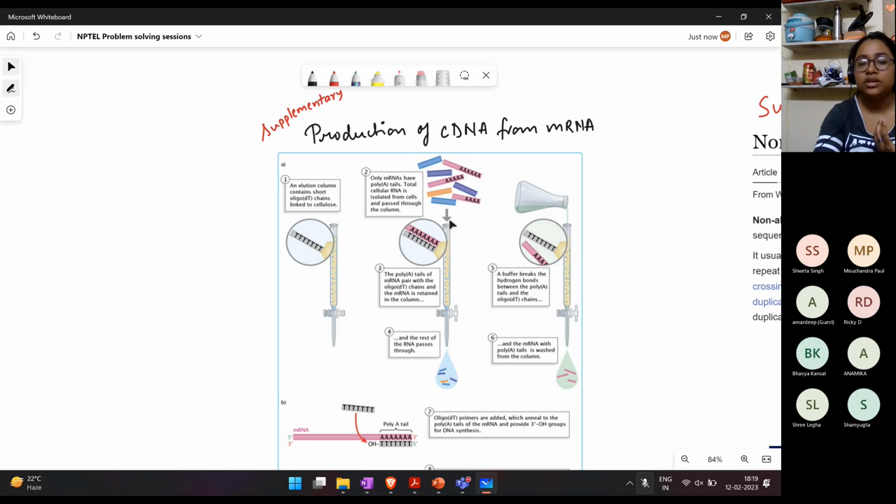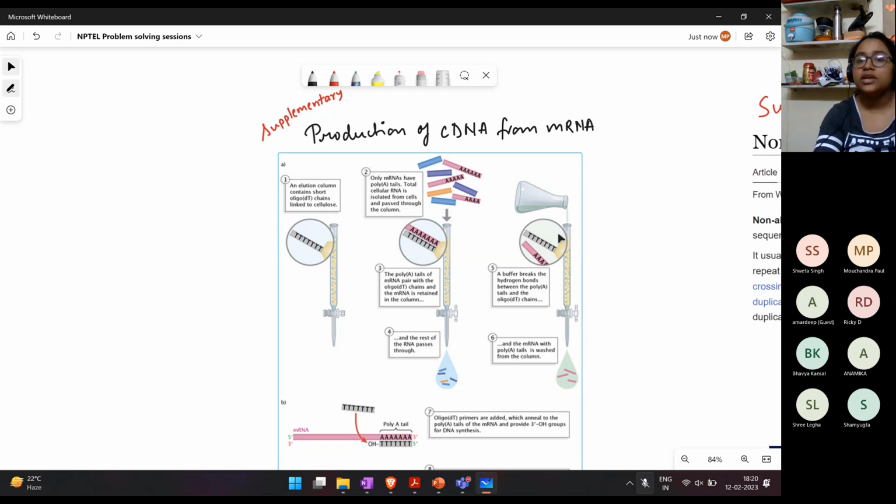Now this is loaded into this elution column which you made previously, and the mRNAs with poly-A tail complementarily bond with the oligo-dT. When you pass the entire solution containing RNA through this column, different RNAs like siRNA, tRNA, rRNA, which didn't have poly-A tail, will pass through, whereas the mRNA will bind to the cellulose beads in the column. They will be retained through hydrogen bonding.